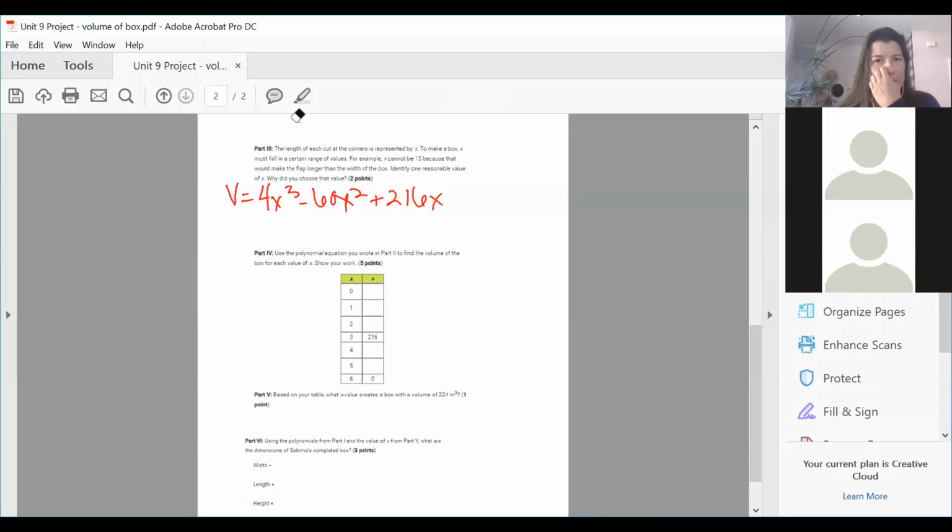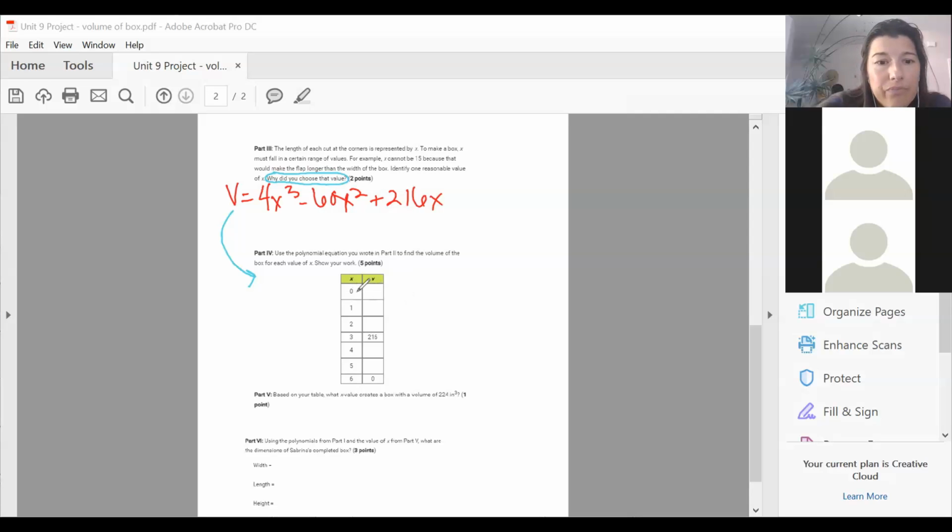Okay, so you guys could each pick your own value that makes sense. And then here's where you get to explain why, okay? So why did you choose that value? That's an opportunity for you to show that you're understanding. Okay, so now part 4. Use the polynomial equation you wrote in part 2 to find the volume of the box for each value of x. Show your work. All right.